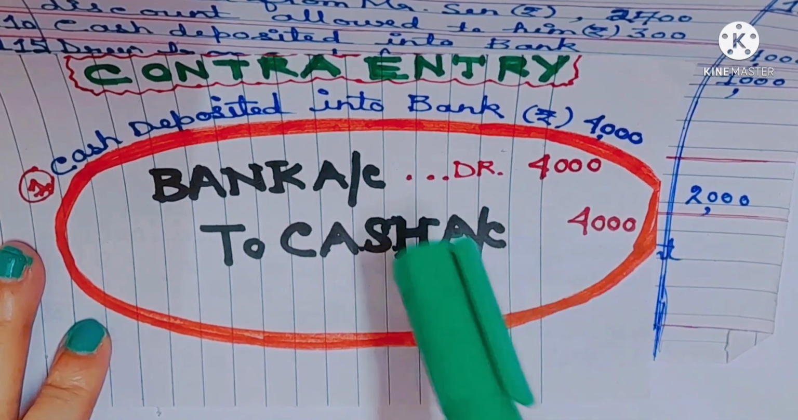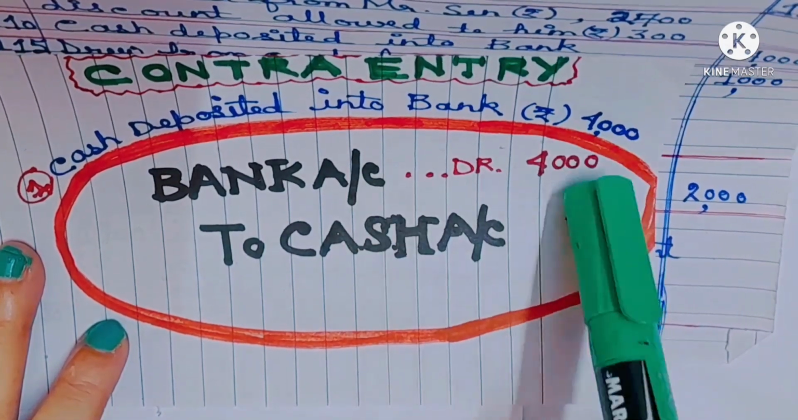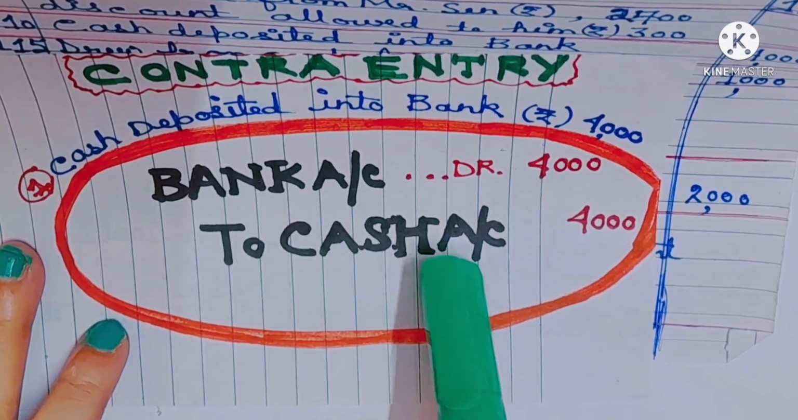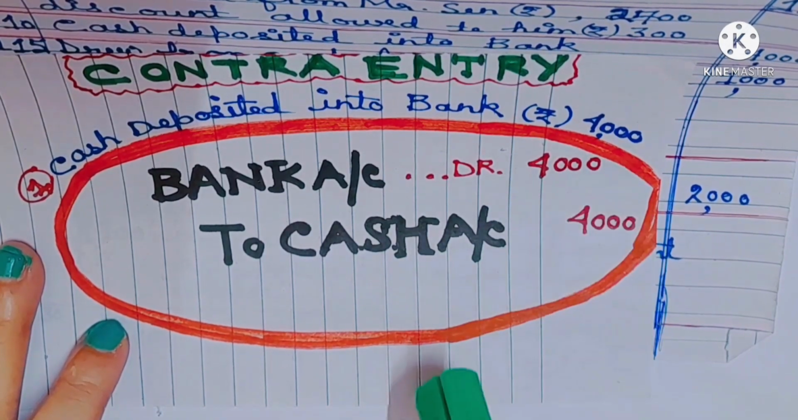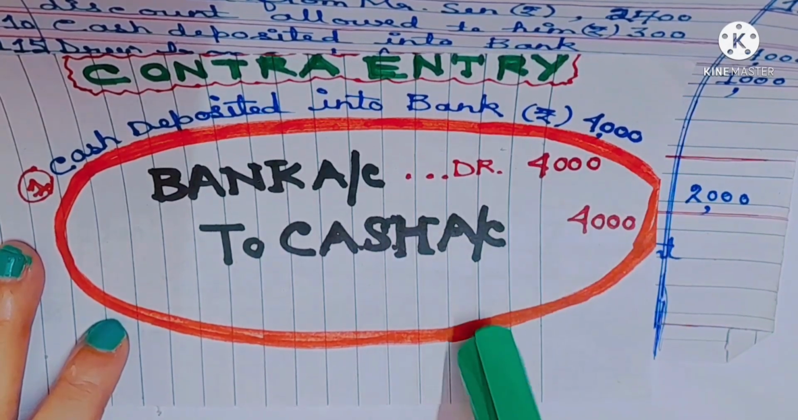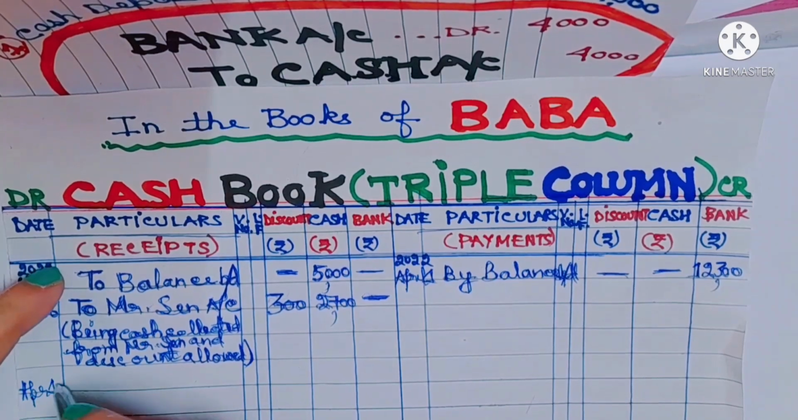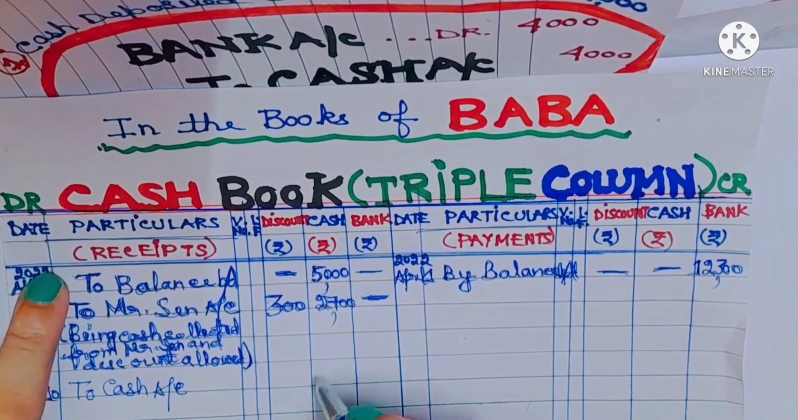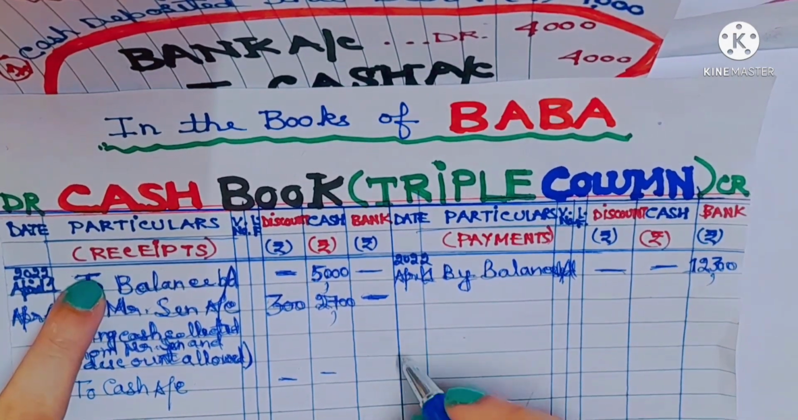And moreover, when you're depositing money into bank, the bank column will get 4,000, not the cash column. And another thing is, when you're writing To Cash Account, you cannot write in the cash column. You have to write in the bank column. If you write To Bank Account, you'll have to write in the cash column. Understood? So, let's write. On 10th April, To Cash Account in the bank column, 4,000.